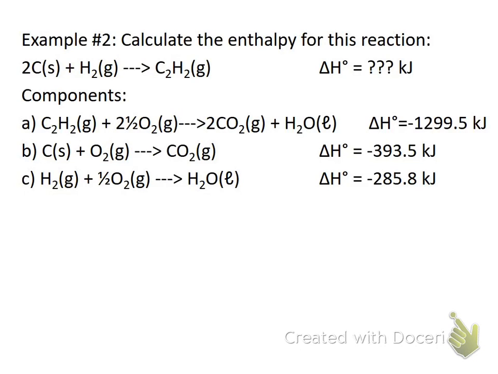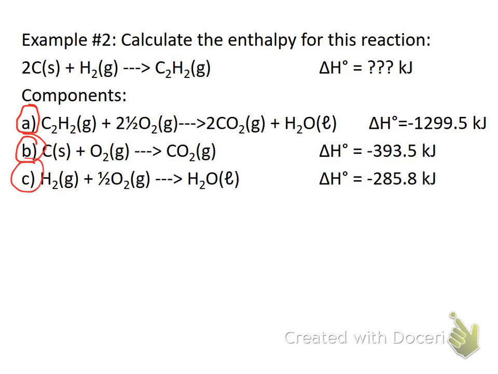Okay, so yesterday we talked about how to apply Hess's law in a two-component type of reaction. Today we have three components. Let's take a look at these three components. I have component A located here, component B, and component C.